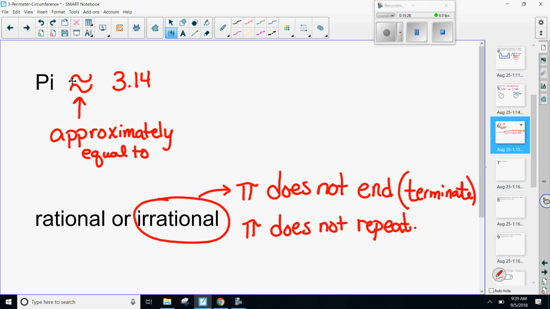Pi is the same thing as taking the circumference and dividing it by the diameter. Circumference divided by the diameter. And we noticed that when I did the wheel with the string. We took that diameter, wrapped it around the circumference, and it went 3.14 times. Approximately 3.14 times. 3 and a little bit more.